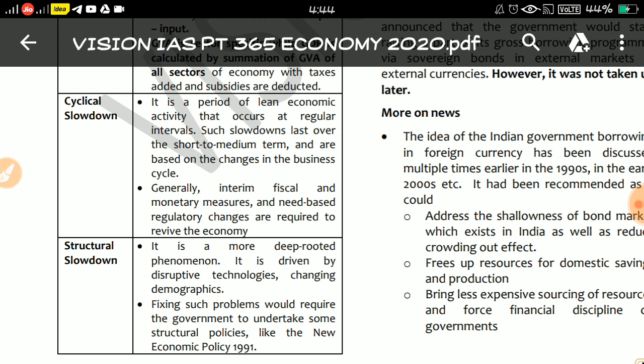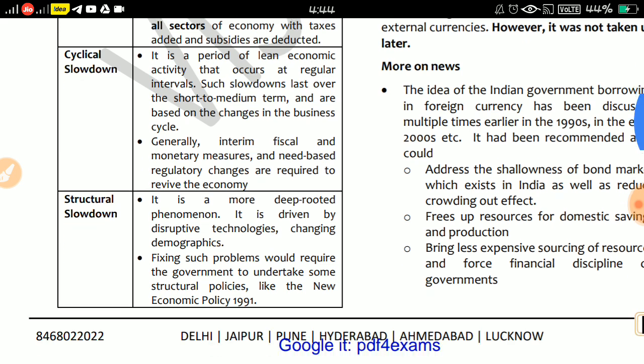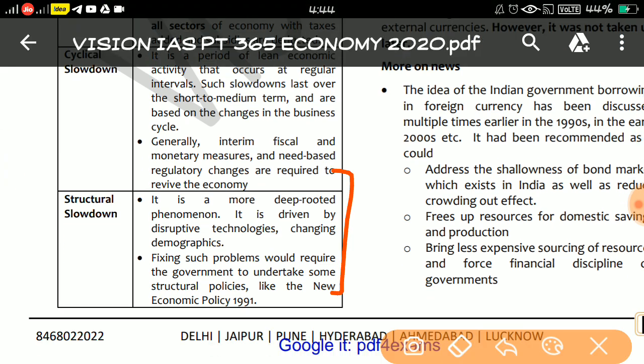And apart from that, structural slowdown is a more deep-rooted phenomenon. You can counter cyclical phenomena after a certain time period, but insofar as a structural slowdown is concerned, it is a deep-rooted phenomenon.